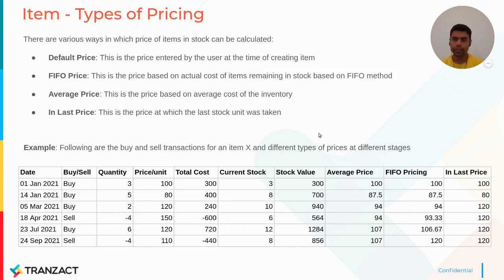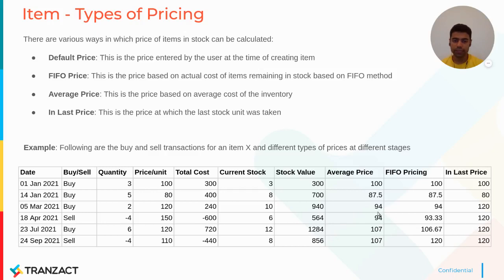So that's how FIFO pricing is calculated. Now, average pricing is calculated on the basis of the average price of the inventory. So for example, the same thing, 1st Jan, 14th Jan till 5th March, the total stock is 10 and total stock value is 940. So average price is 94. You can see over here that average and FIFO pricing are the same because nothing has been sold yet.